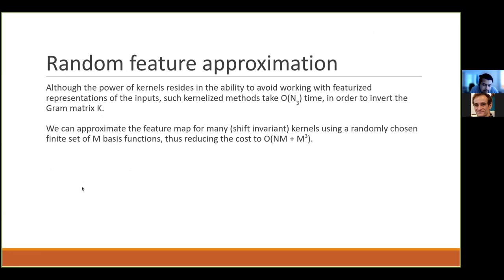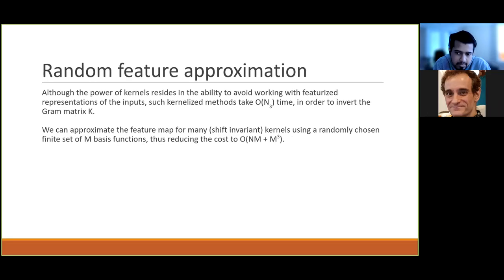Okay, so another method for making the GP faster is to approximate the features instead of calculating them exactly. Although the power of kernels resides in the ability to avoid working with a feature-based representation of the input, kernel methods take O(n^3) time to invert the matrix. So we can approximate the feature map of shift-invariant kernels using a randomly chosen finite set of prior information, represented by m basis functions. That reduces the runtime to nm^2 plus m^3.